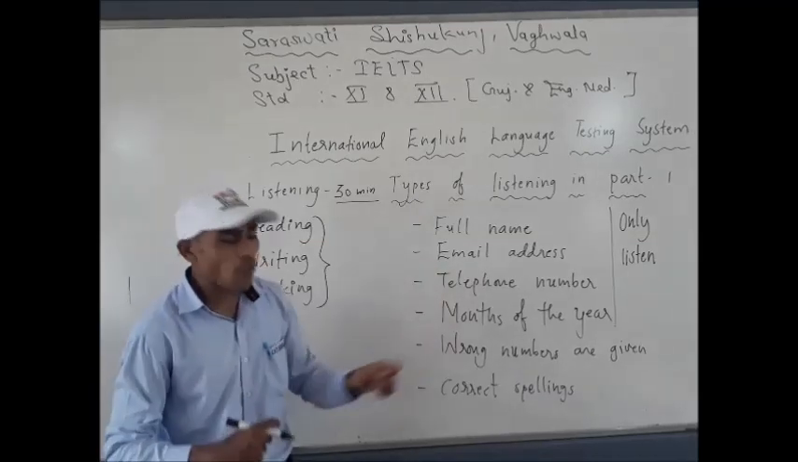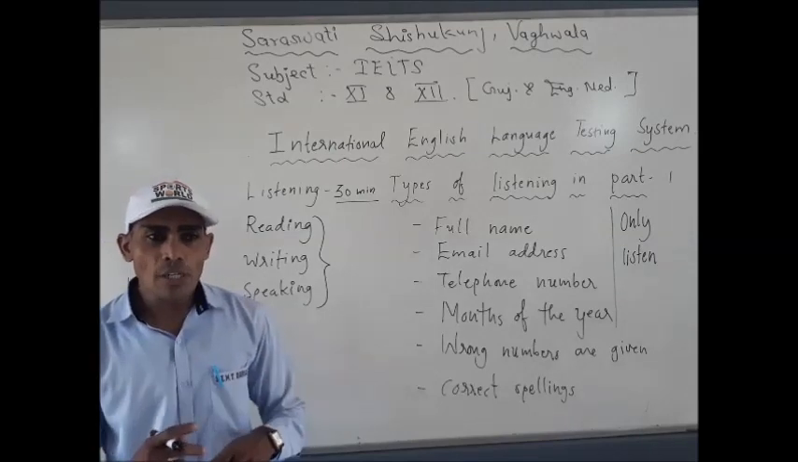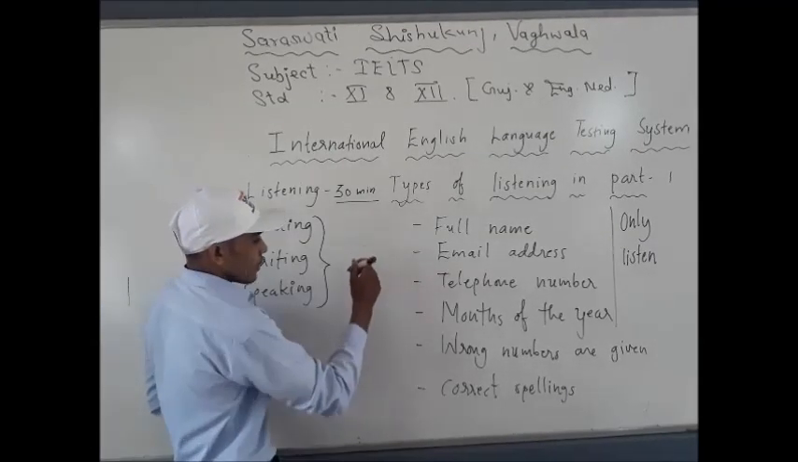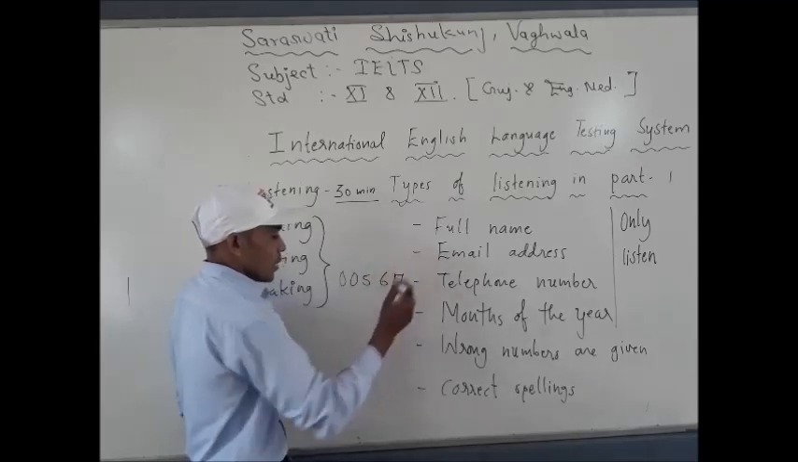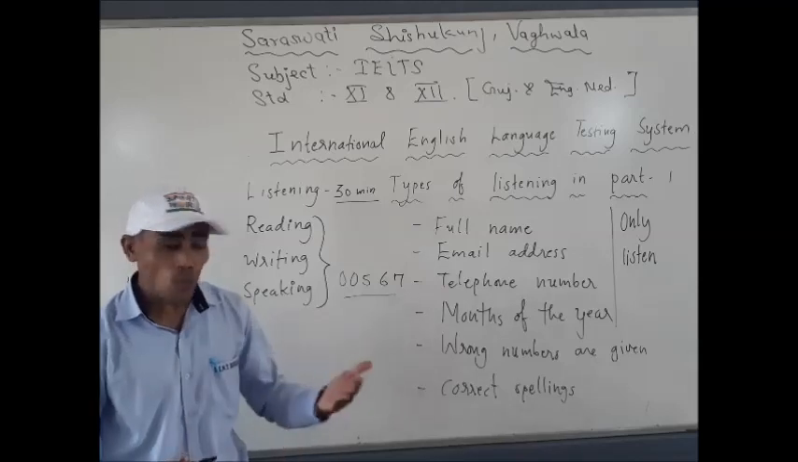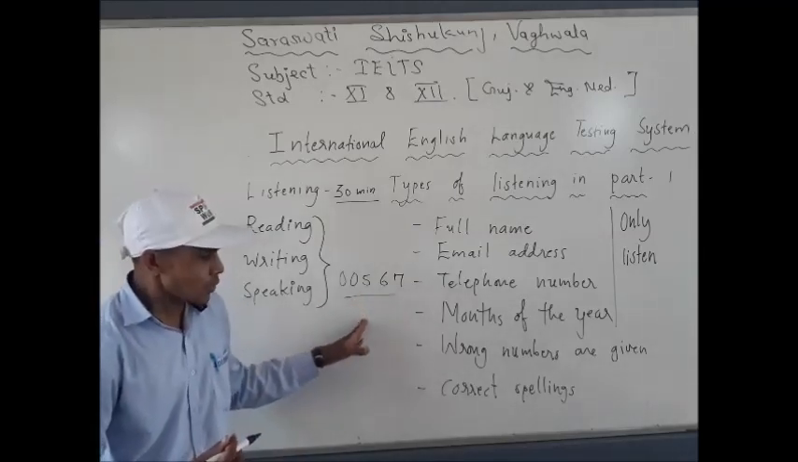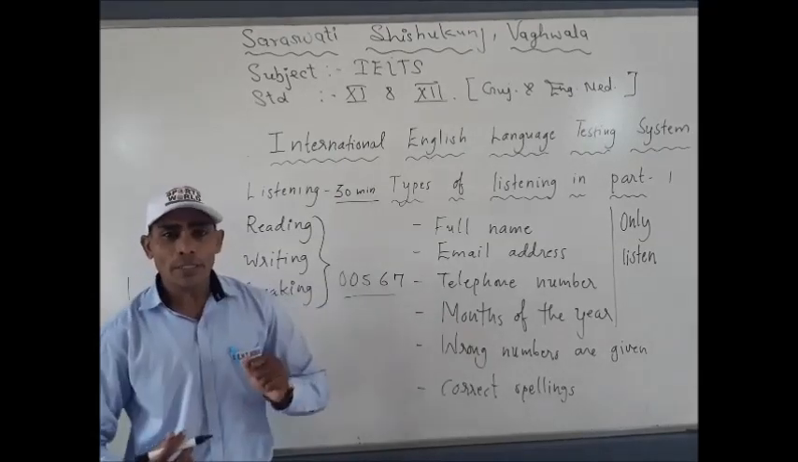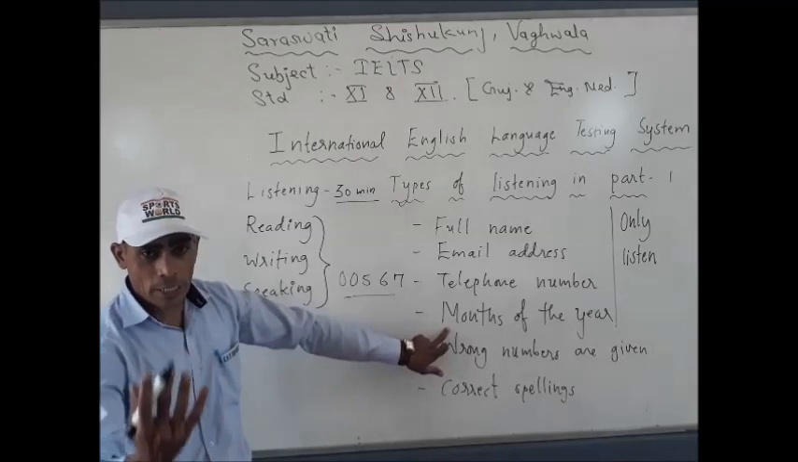The third one is telephone number. In a telephone number, what happens when we do listening? We write 0, 0, 5, 6, 7, and in this way we go. But then they do not say 0, they say double 0, 5, 6, 7. So this is also something we need to keep in mind, students. Month of the year is another kind of information that we have. They pronounce the month of the year.